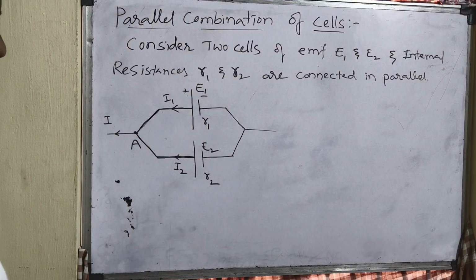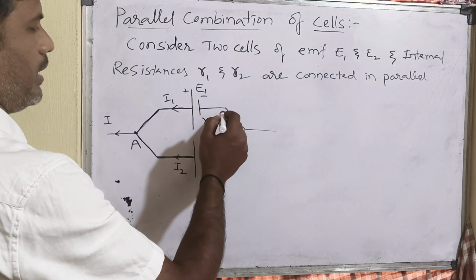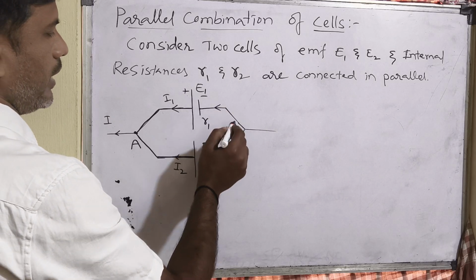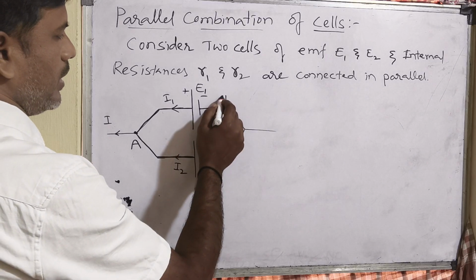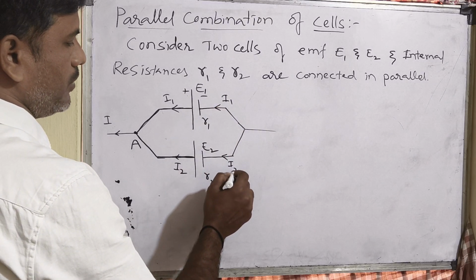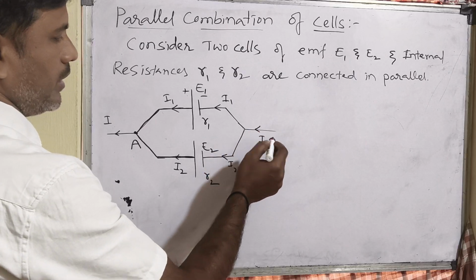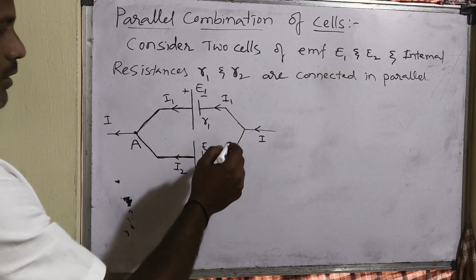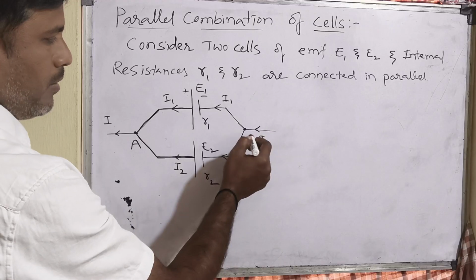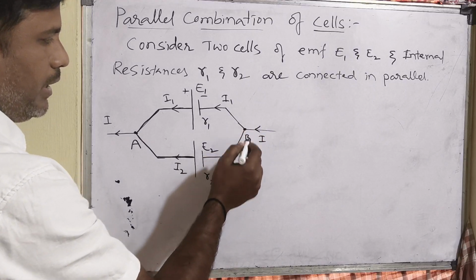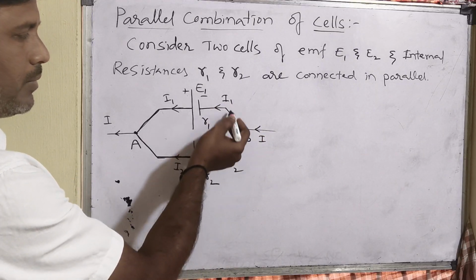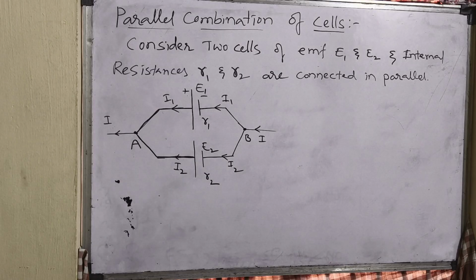Are you clear? Similarly, on this side, the direction is towards the negative terminal. It is also I1 and I2, and the net current, the total current, is I. It passes towards junction B and then splits into two currents. As usual, are you clear?